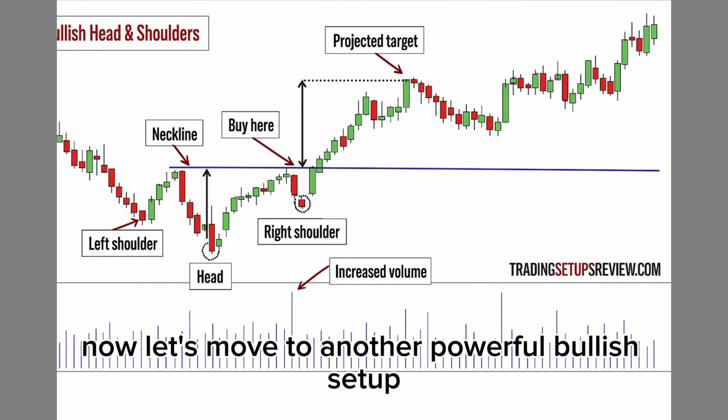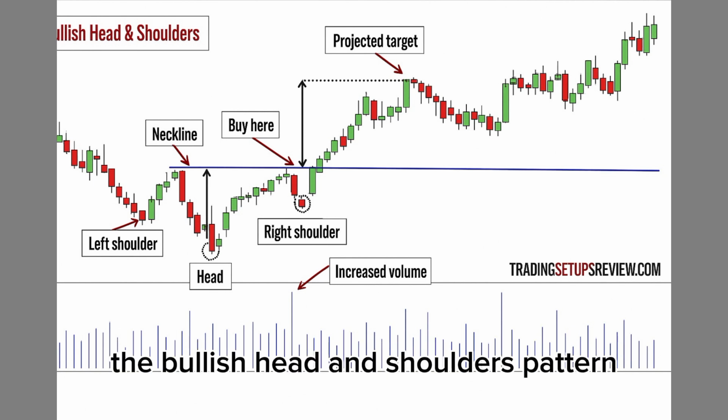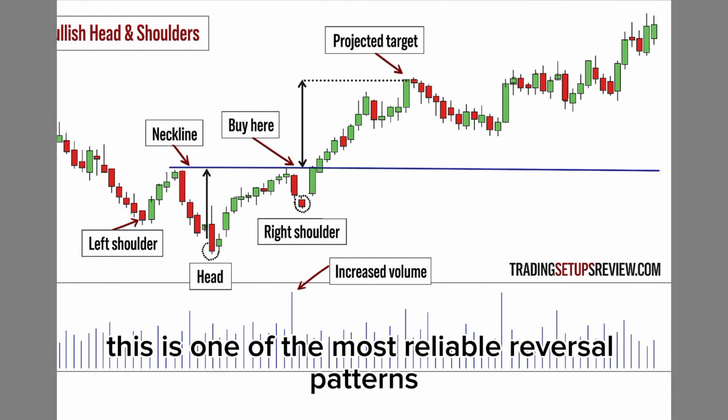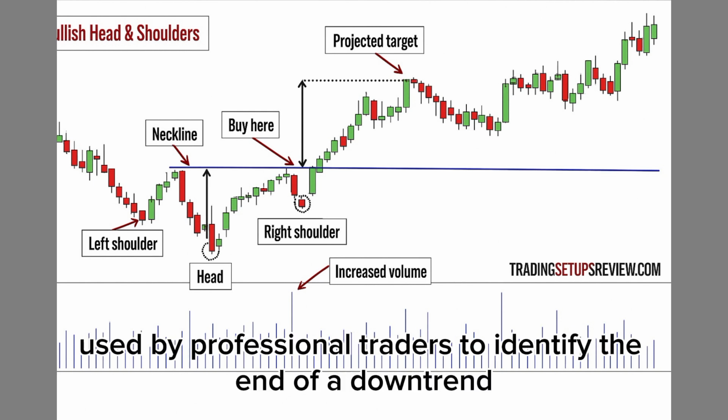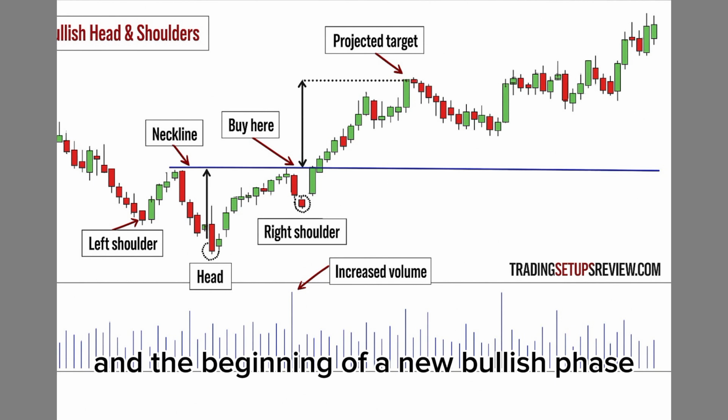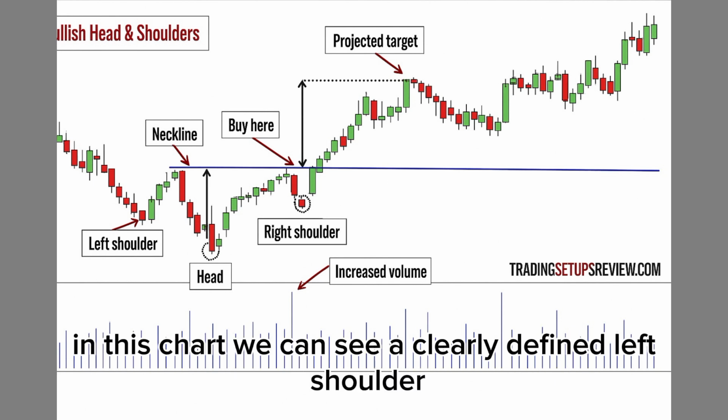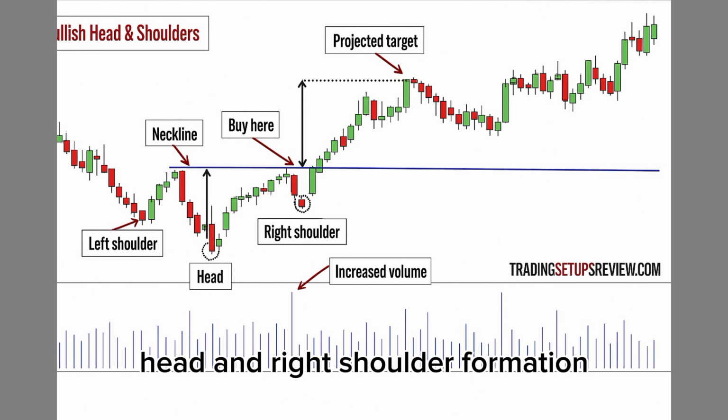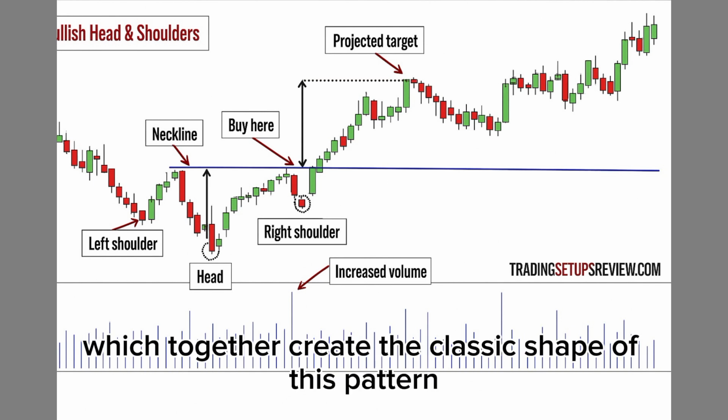Now, let's move to another powerful bullish setup, the bullish head and shoulders pattern. This is one of the most reliable reversal patterns used by professional traders to identify the end of a downtrend and the beginning of a new bullish phase. In this chart, we can see a clearly defined left shoulder, head and right shoulder formation, which together create the classic shape of this pattern.